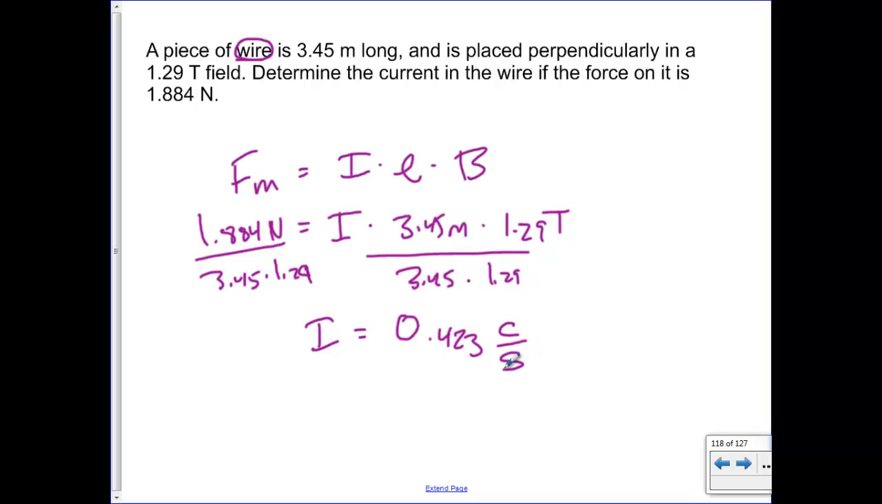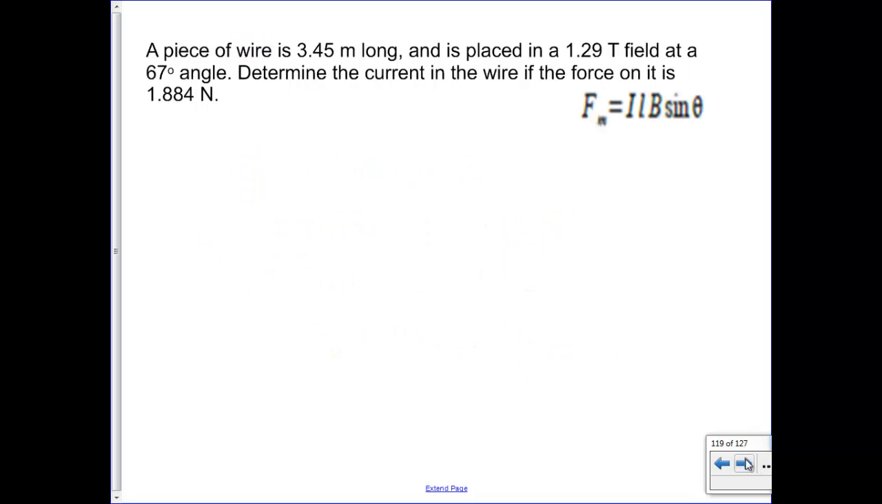Current is either going to be defined as a coulomb per second, because that's how fast the electrons are traveling, or sometimes they call it an A, which stands for an amp. An amp is a coulomb per second. Does that work? Look forward to the math questions sometimes.